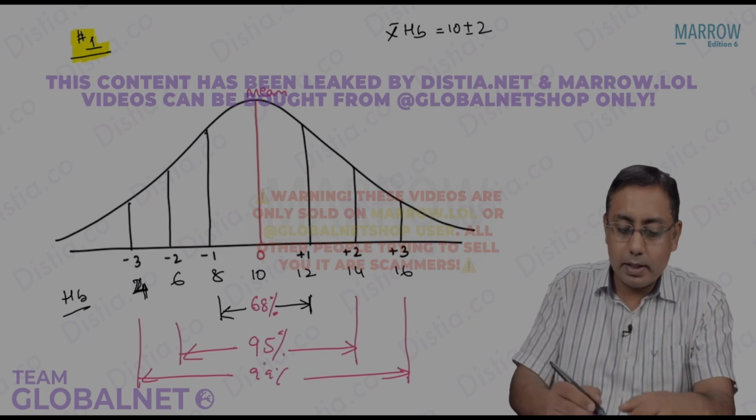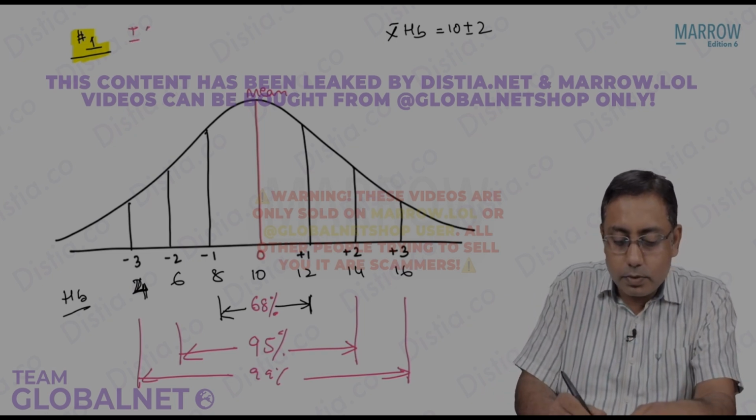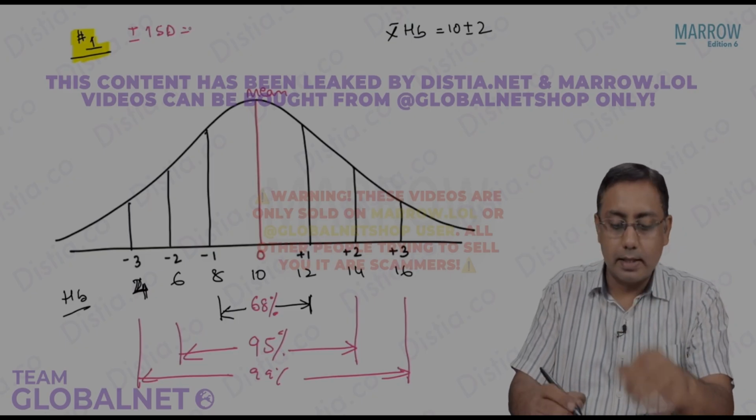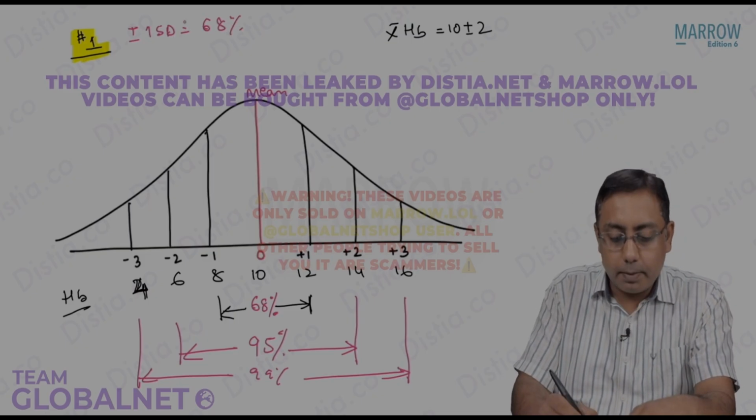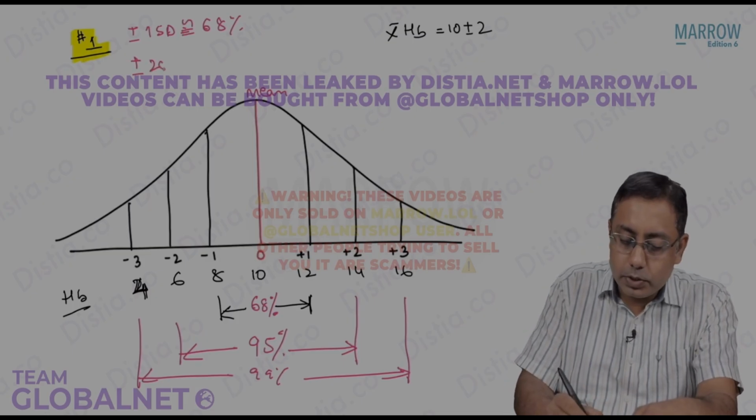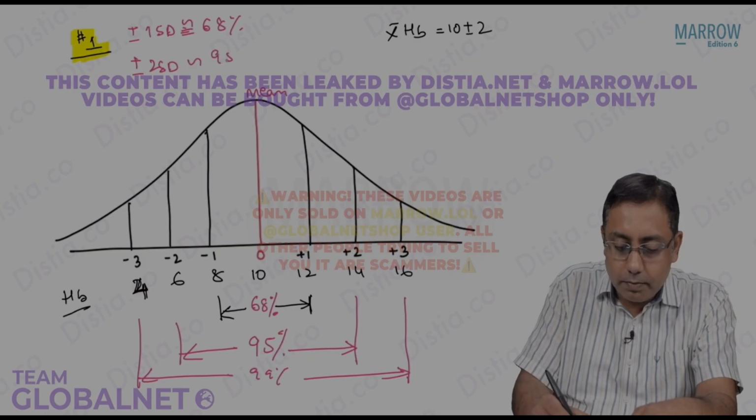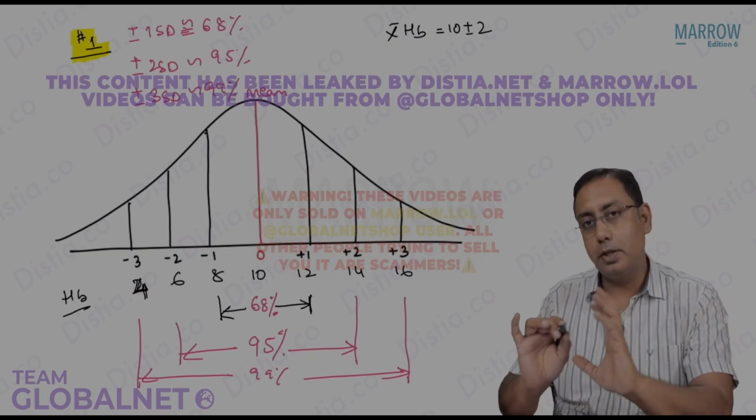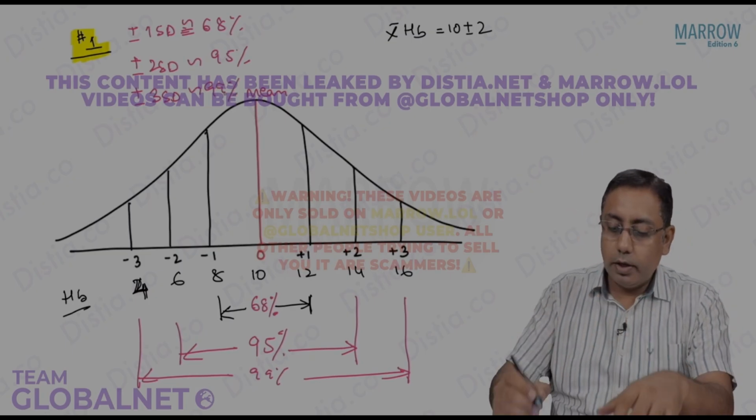So the assumption number 1 for you to remember is that between plus minus 1 SD, approximately 68% of the population lies. Between plus minus 2 standard deviations, 95% of the population lies, and between plus minus 3 standard deviations, 99% of the population is going to lie.